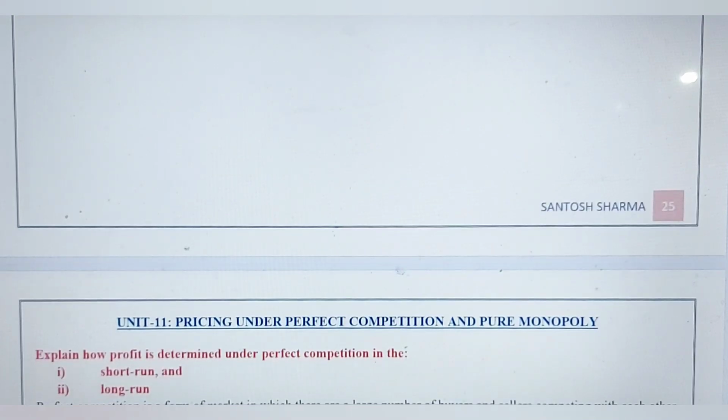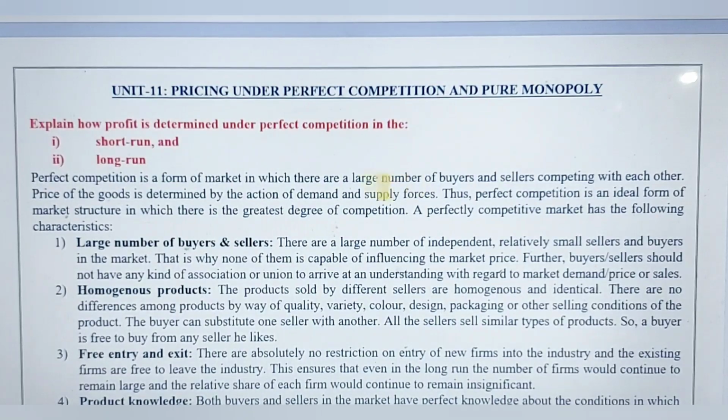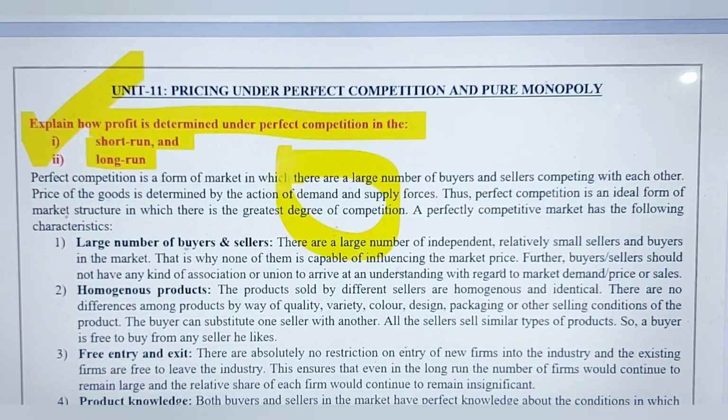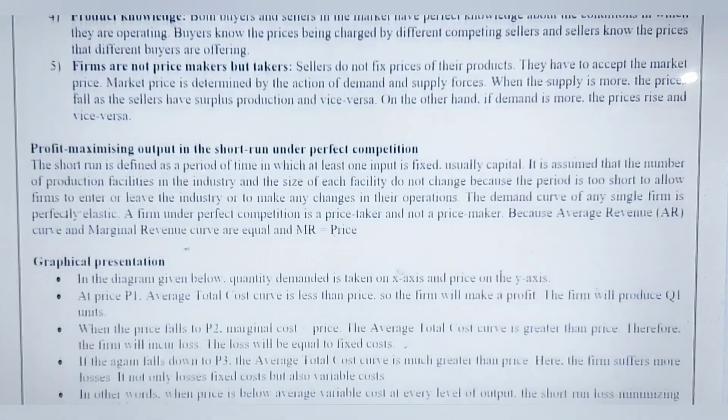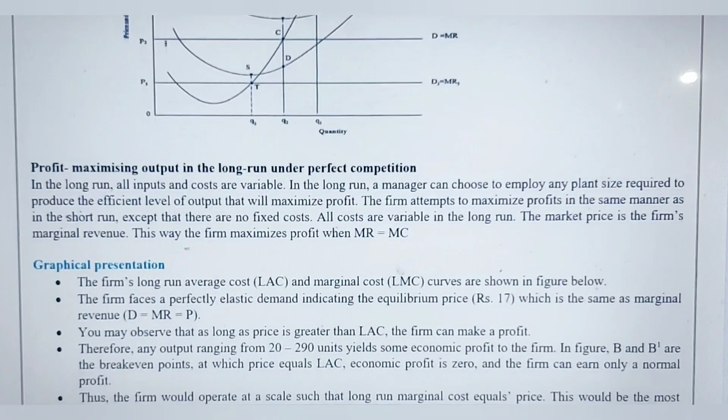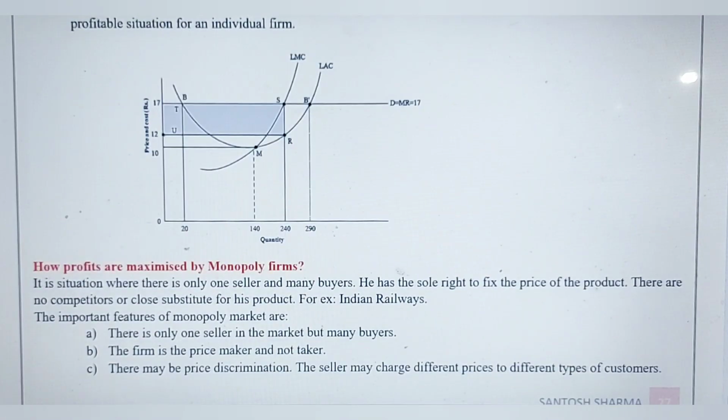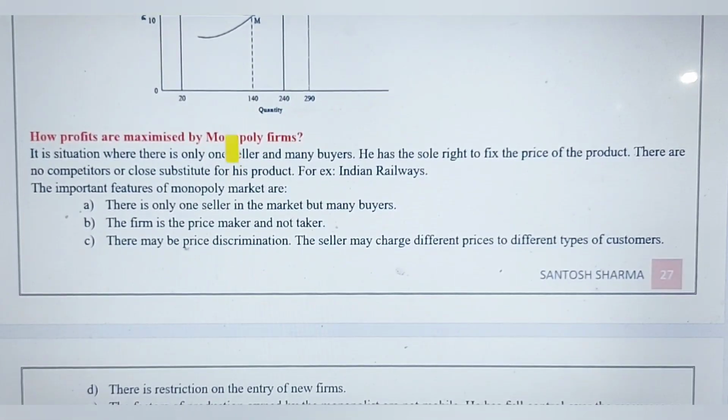Okay. Then we have unit 11, pricing under perfect competition. And here you should at any cost learn this question: explain how profit is determined under perfect competition in the short run and in the long run. This is one of the very, very important questions, and you should revise it at any cost. Okay. Then we have the next question, that is how profits are maximized by monopoly firms. Again, this monopoly hardly comes in the exam, but still you can revise it for the time being.